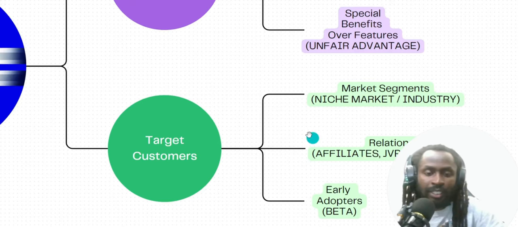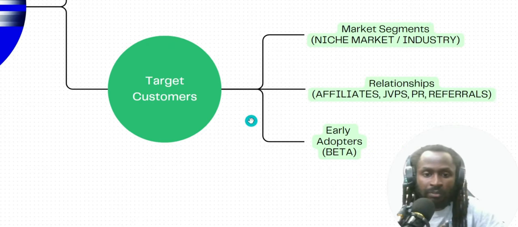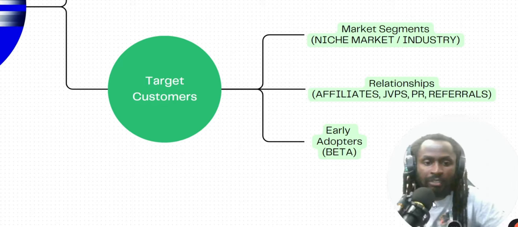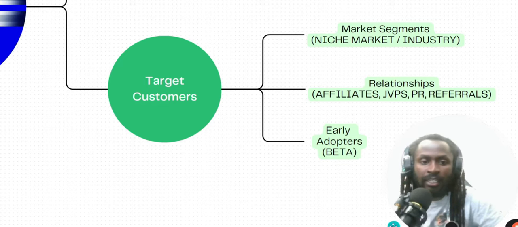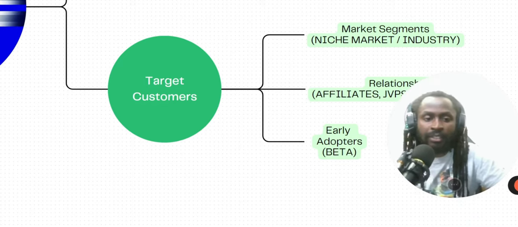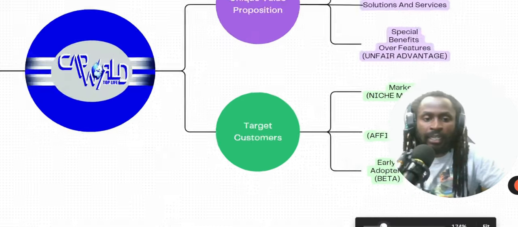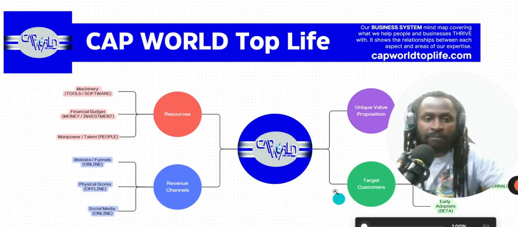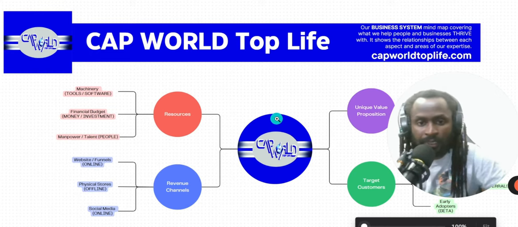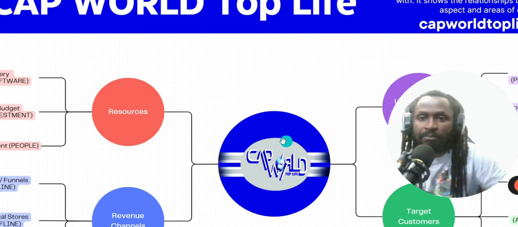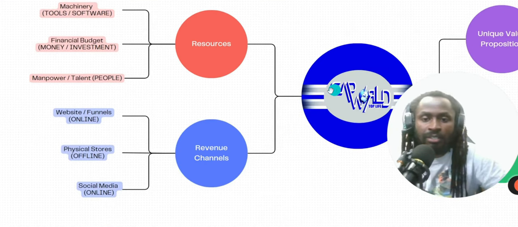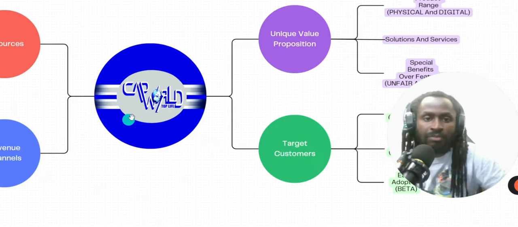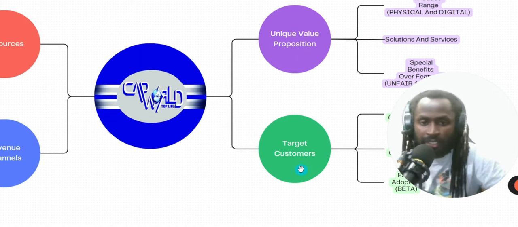So in a bit, you can see here that we help you with pretty much all the different components that are really key for your business. All right, resources. We're happy with resources. Then resources, revenue channels, unique value proposition, target customers.